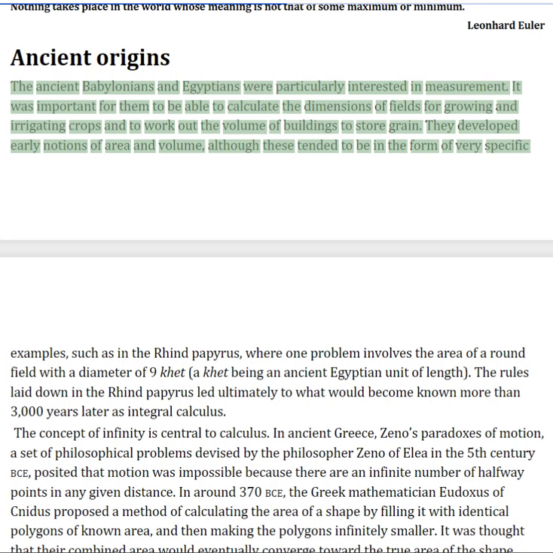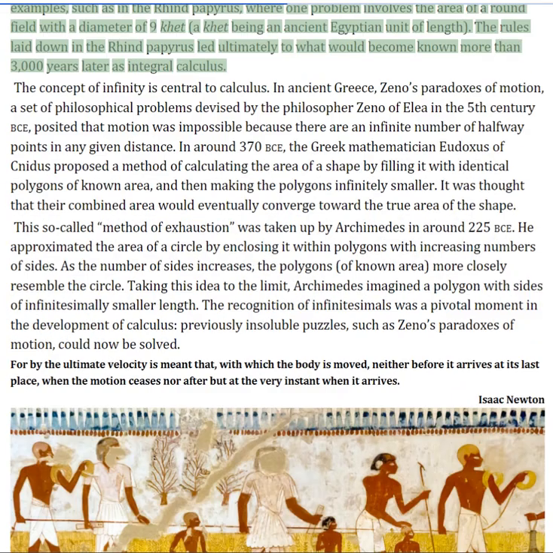It was important for them to be able to calculate the dimensions of fields for growing and irrigating crops, and to work out the volume of buildings to store grain. They developed early notions of area and volume, although these tended to be in the form of very specific examples, such as in the Rhind Papyrus, where one problem involves the area of a round field with a diameter of 9 khet. The rules laid down in the Rhind Papyrus led ultimately to what would become known more than 3,000 years later as integral calculus.